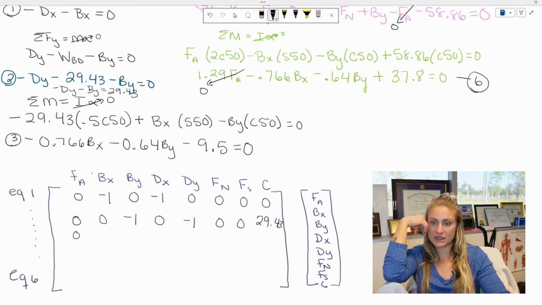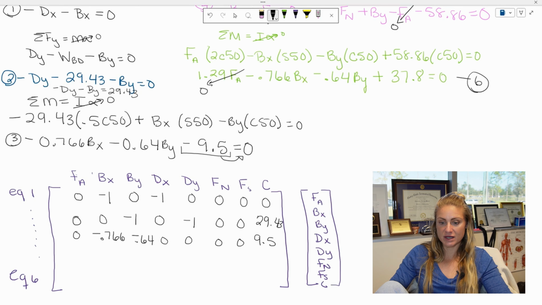Okay, equation 3, I don't have any FAs. BX, I have negative 0.766. BY, I have negative 0.64. DX is none. DY is none. FN is none. FS is none. Now my constant, remember that I have to take this term and move it over. So it becomes a positive 9.5.